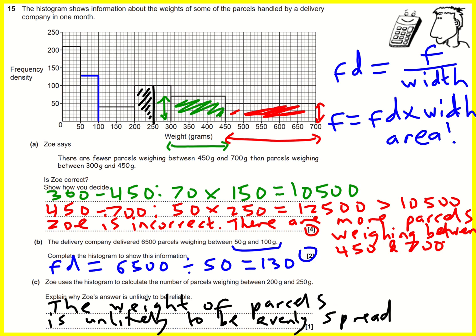Because we're basically assuming that half the parcels between 200 and 300 will be in this first section between 200 and 250, and half of them will be between 250 and 300. They could all be really close to 300. They could all be really close to 200. There's no way of knowing. So we're making an assumption here, and it's a decent shout for sure, but you can't really say it's going to be reliable. You can't say yes, it's going to be exactly that amount, and that's what this question is trying to get at.